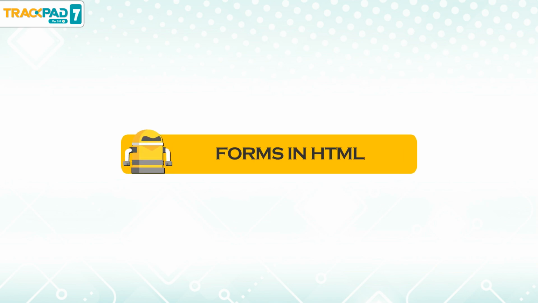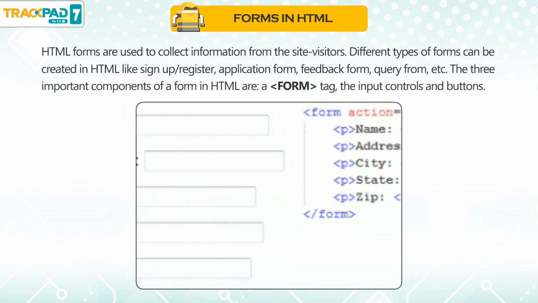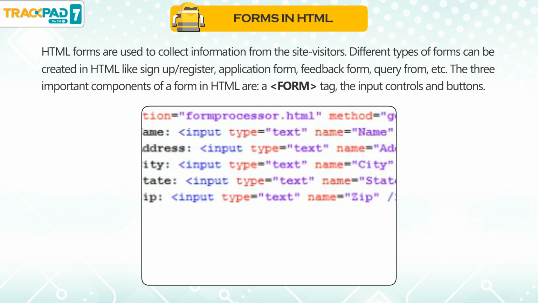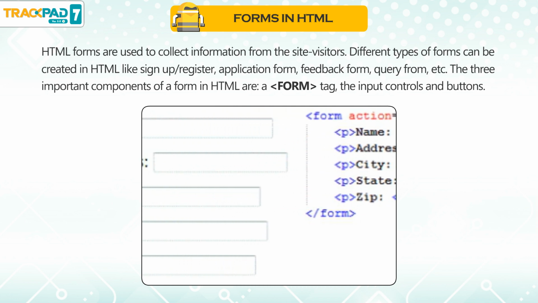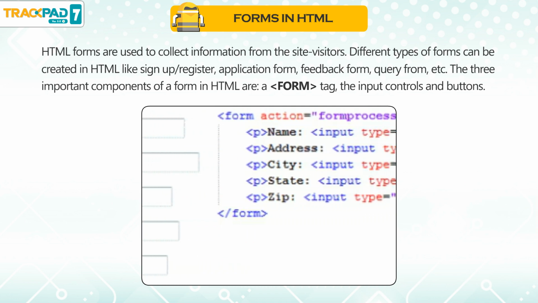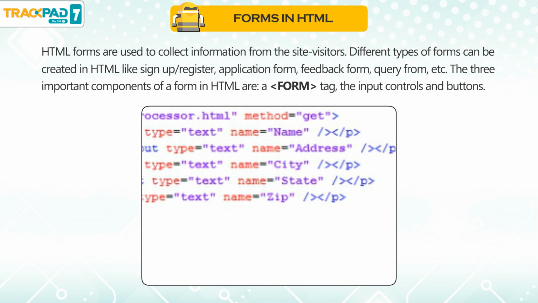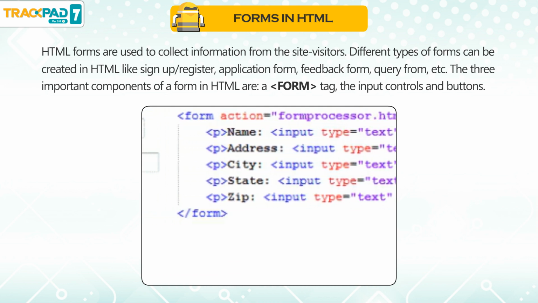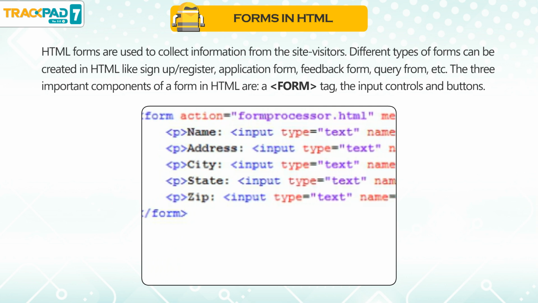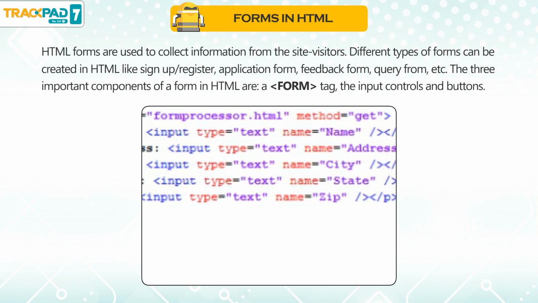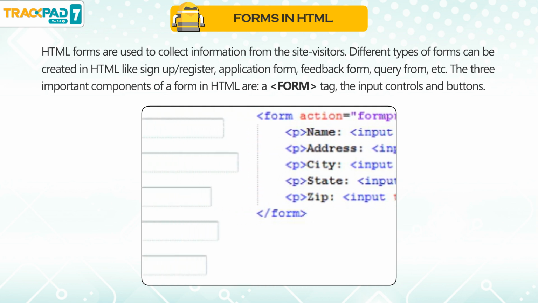Forms in HTML. HTML forms are used to collect information from the site visitors. Different types of forms can be created in HTML, like sign up or register, application form, feedback form, query form, etc.